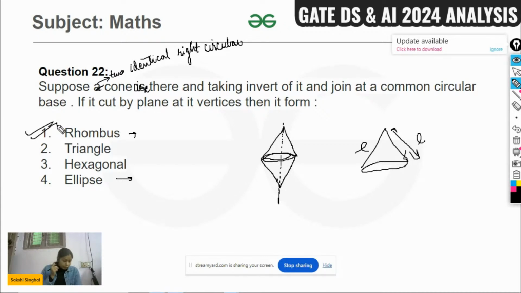Jignesh, you would not get a triangle, because if you imagine a cone, then you will have four sides: two sides of the upper part and two sides of the bottom part.